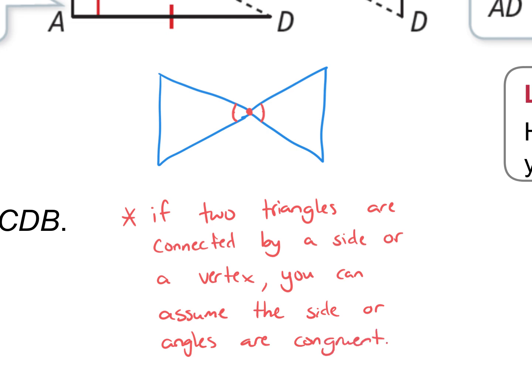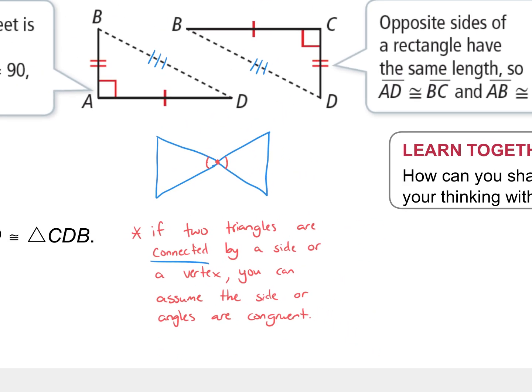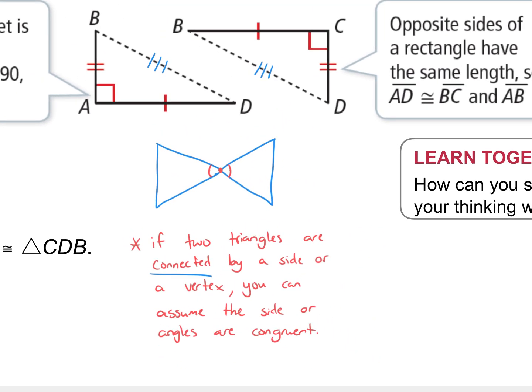This is the only piece using these theorems that you can assume. Okay, you can only assume if they are connected. If they are not connected, you can't just start putting congruent signs in the triangles and be like, yep, I made it congruent. It's not true that they're congruent. They have to be connected, and those are the only two ways shown up there that they can be connected. They can be connected by sides or they can be connected by a vertex.